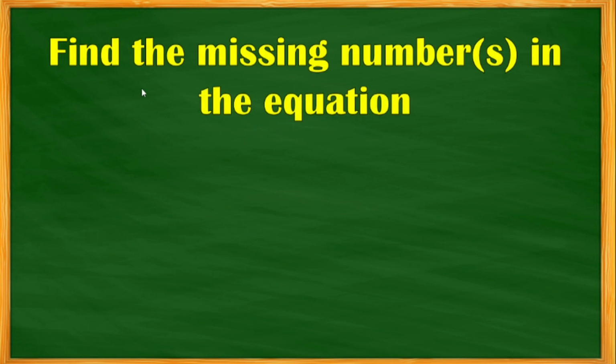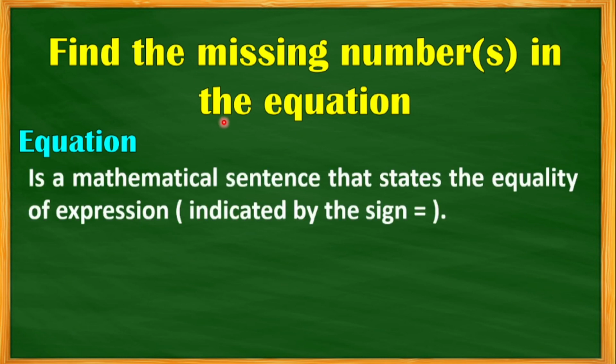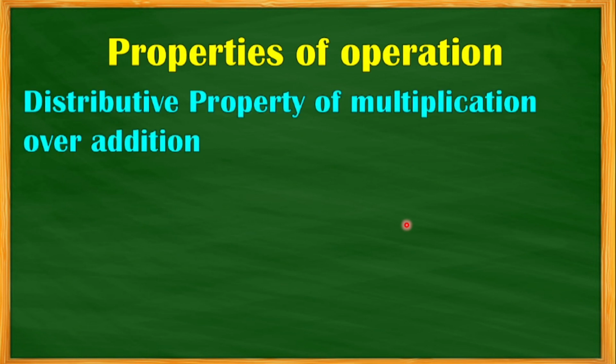And then now we have to find the missing numbers or number in the equation. So let's define first the equation. An equation is a mathematical sentence that states the equality of expressions. It is usually indicated by the equal sign. So there are properties of operation involving the equation. So we have distributive property of multiplication over addition. Again, distributive property of multiplication over addition.